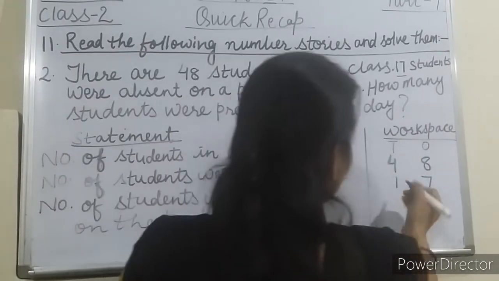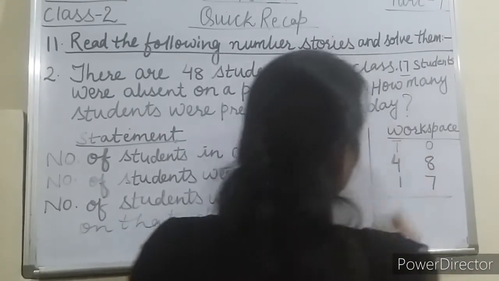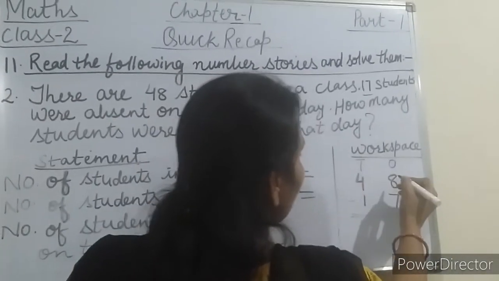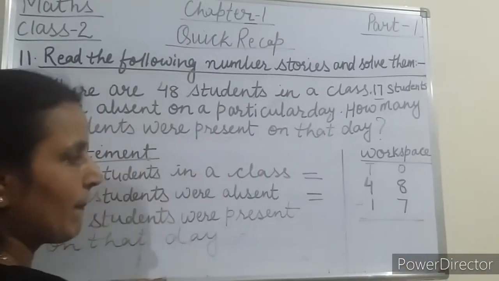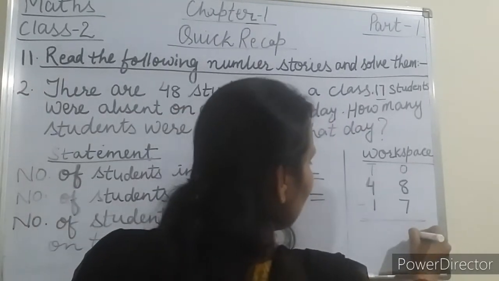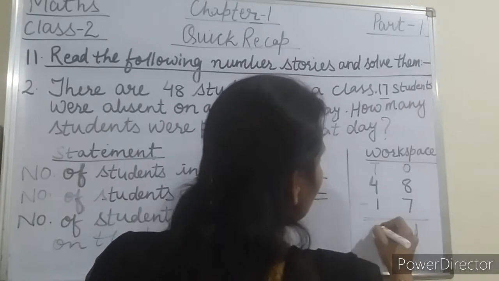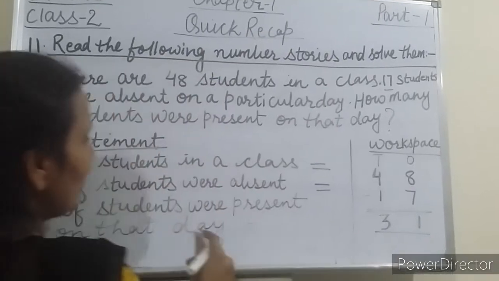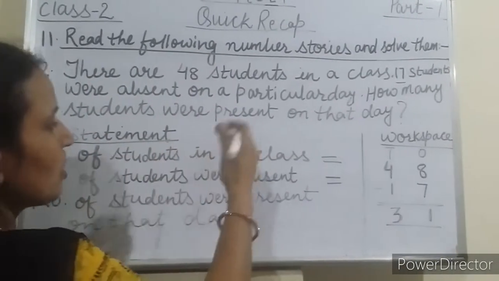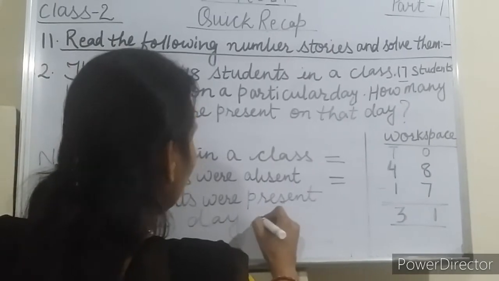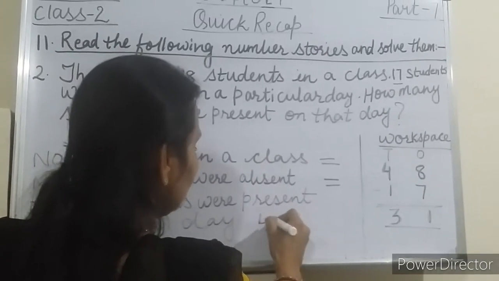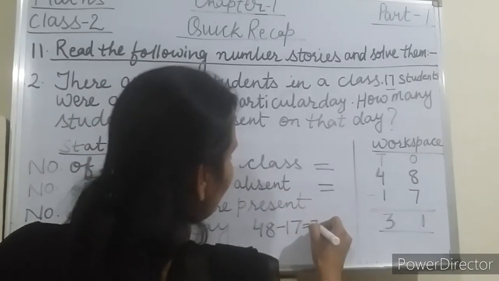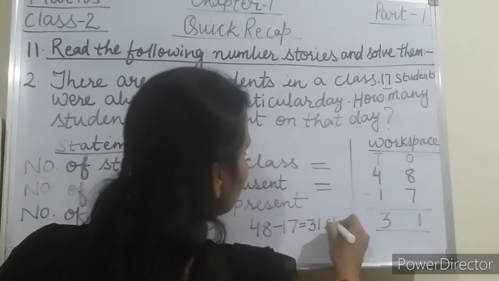So what do we have to do? Again we have to subtract. Very good. So 8 minus 7, yes, 1. And 4 minus 1, 3. Very good, students. So how many students were present on that day? So what do you have to do? 48 minus 17 is equal to 31 students.